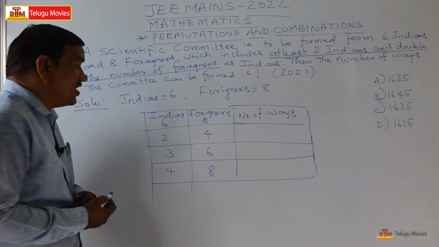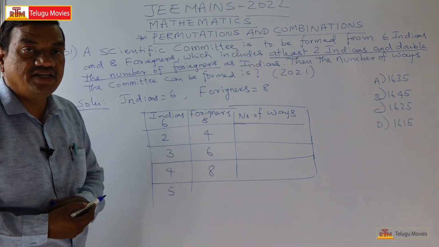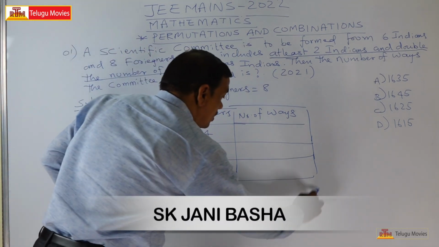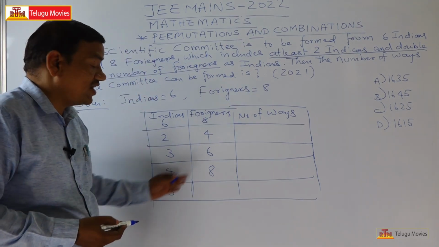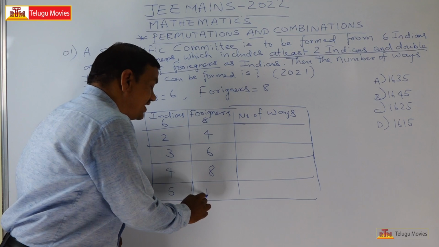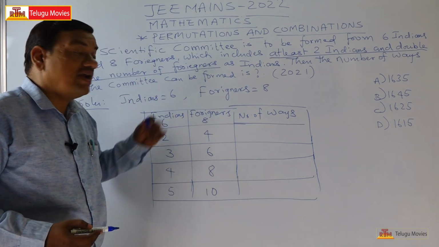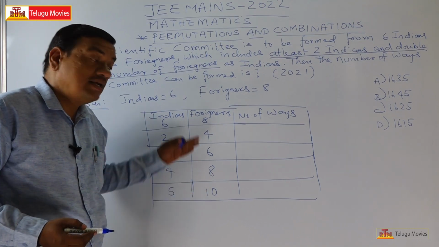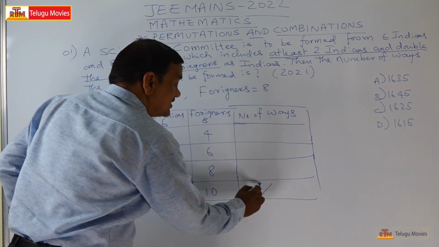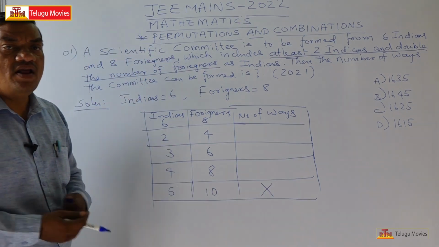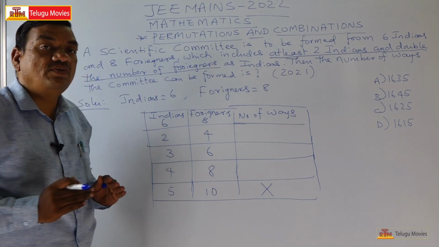Suppose I take 5 Indians. How many foreigners do you have to select? Double means how much? What is the double of 5? 10. Is it possible to select 10 foreigners from 8 foreigners? No, not at all possible. So this case will not be applicable, and only the first case, second case and third case will be our answers.